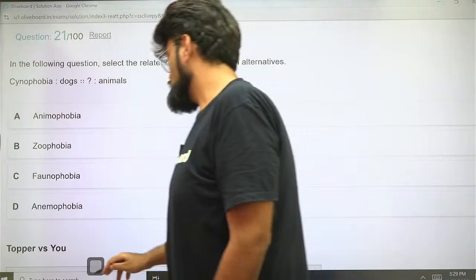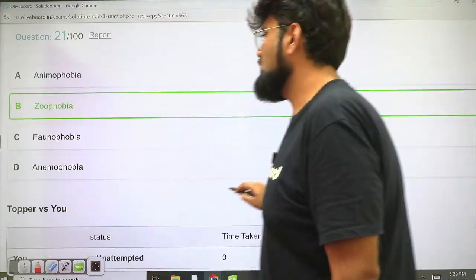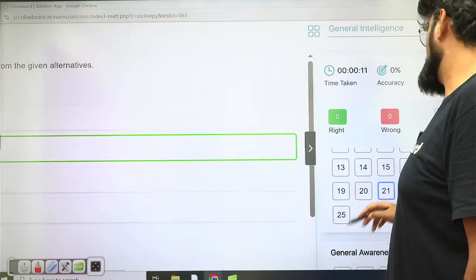Cynophobia is the fear of dogs. So zoophobia is the fear of animals. Option B is the correct answer. Pretty easy. 14 seconds. Excellent.